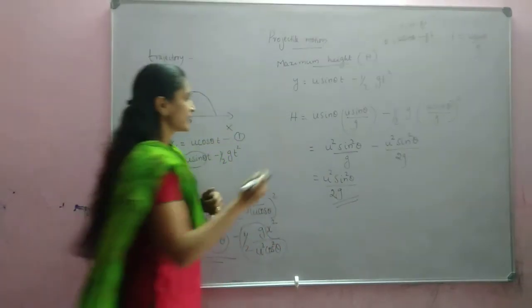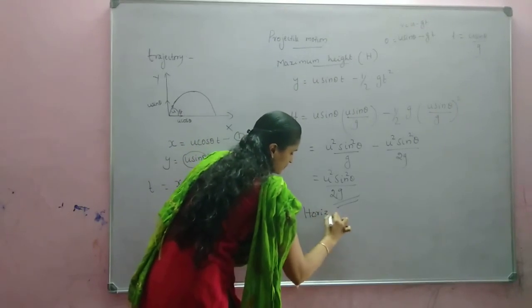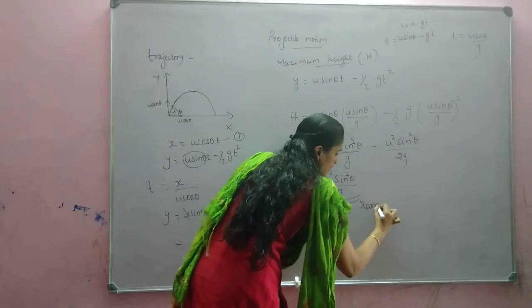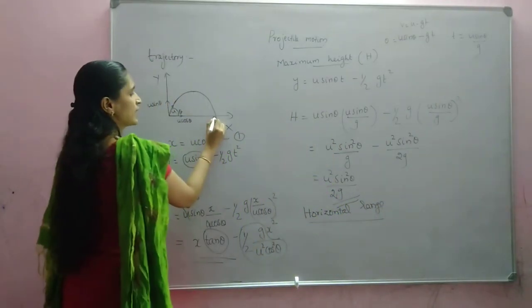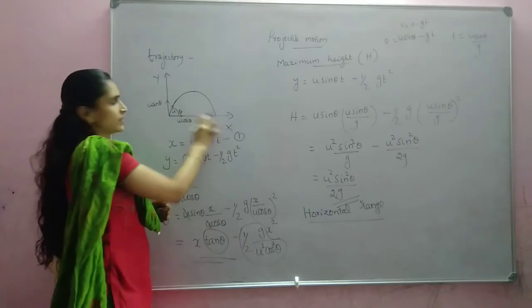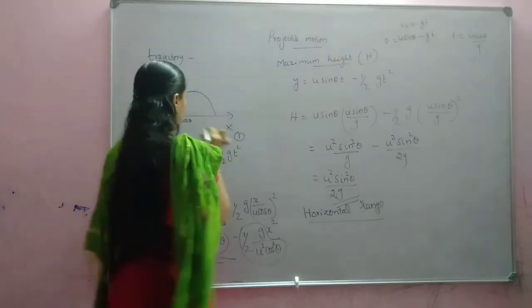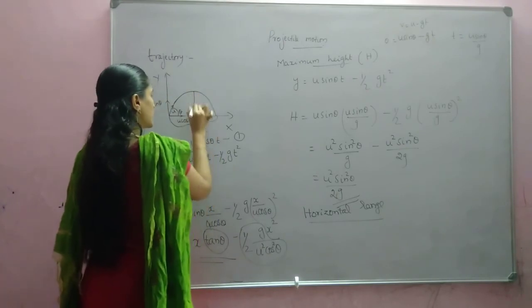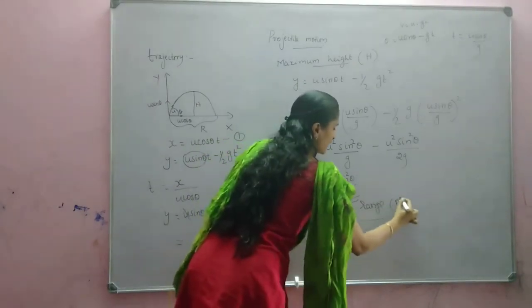Now next is horizontal range. What is meant by horizontal range? The horizontal distance covered is known as horizontal range, and we write it as R. This is R and this is h.